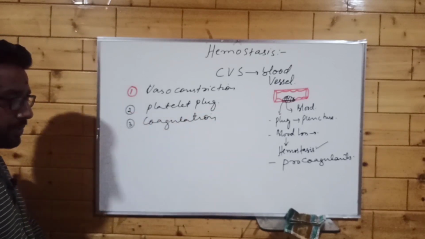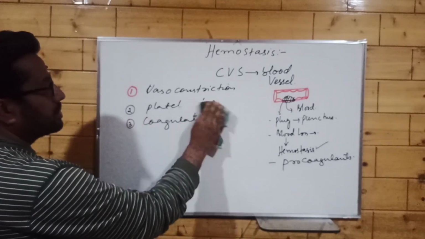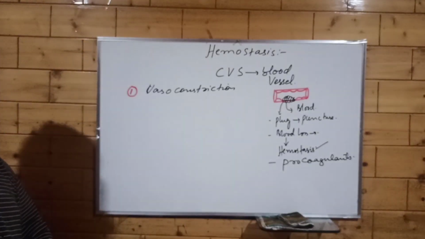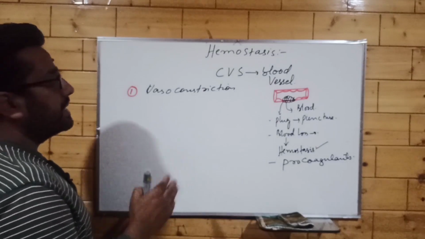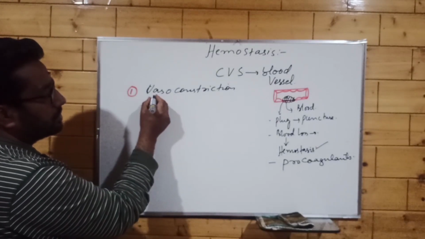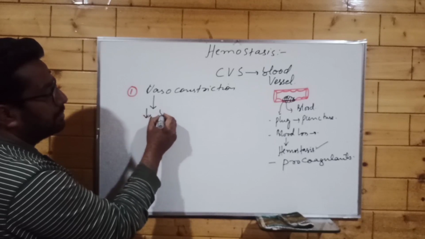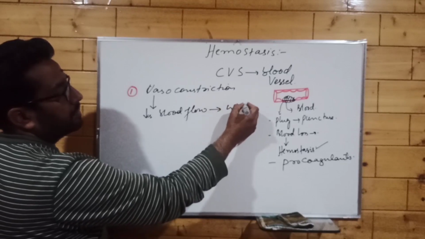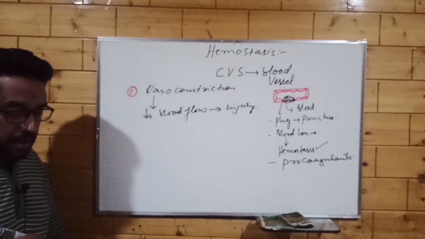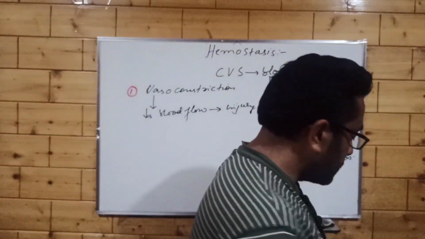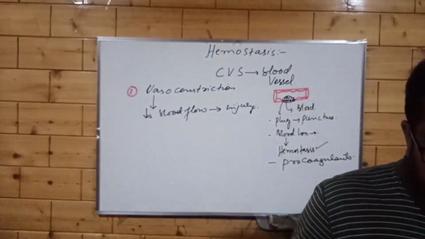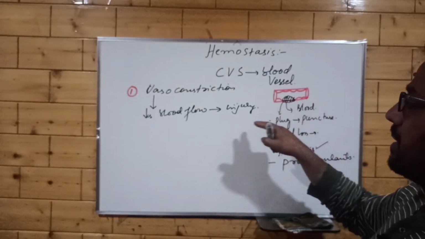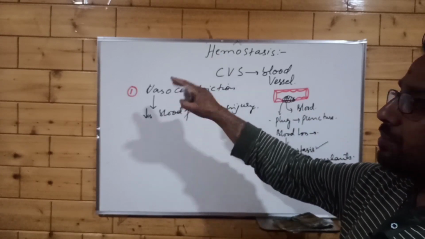Let us see the first one, vasoconstriction. Why should vasoconstriction occur at the site of injury? Why should it take place at the site of the puncture? We must know why it should be there. Vasoconstriction definitely will decrease the blood flow towards the site of injury. This we have to achieve. It means that if there's a blood vessel puncture, if there's a blood vessel injury, there must be vasoconstriction, so that the blood flow towards the site of puncture must be decreased to achieve hemostasis, to prevent the blood loss.